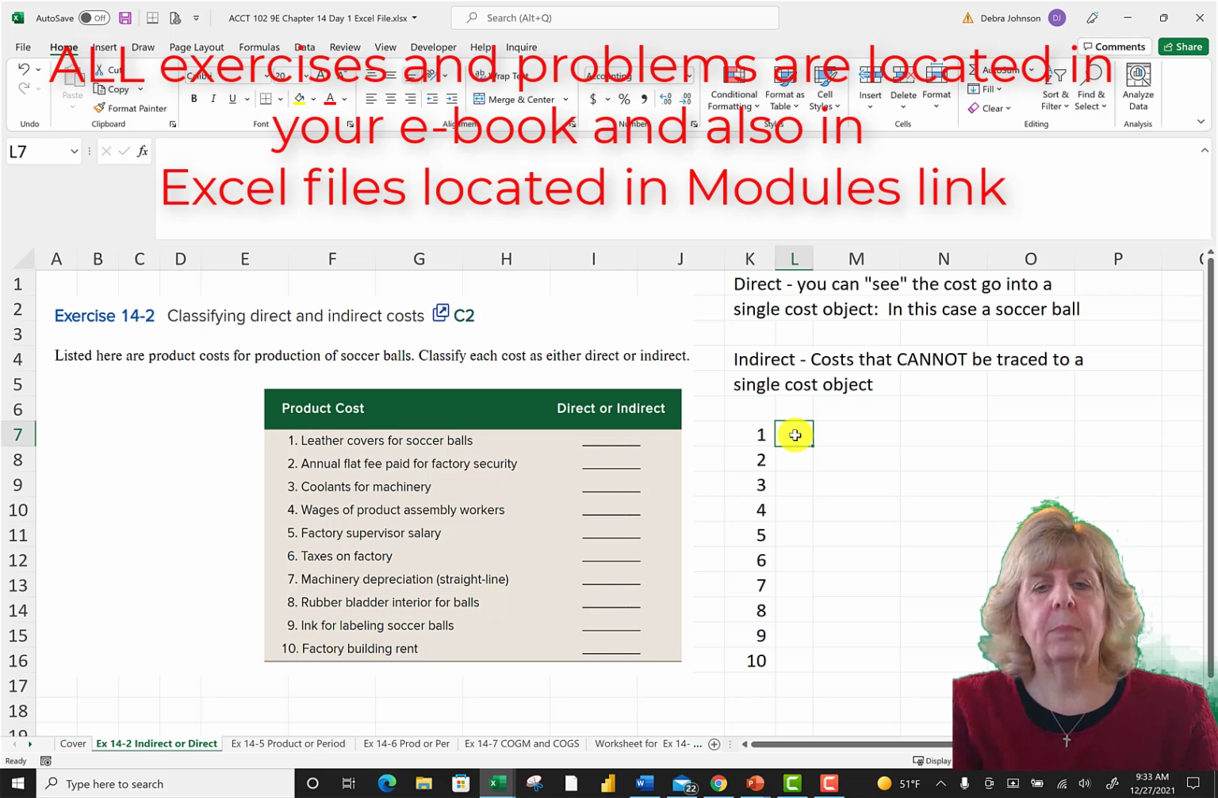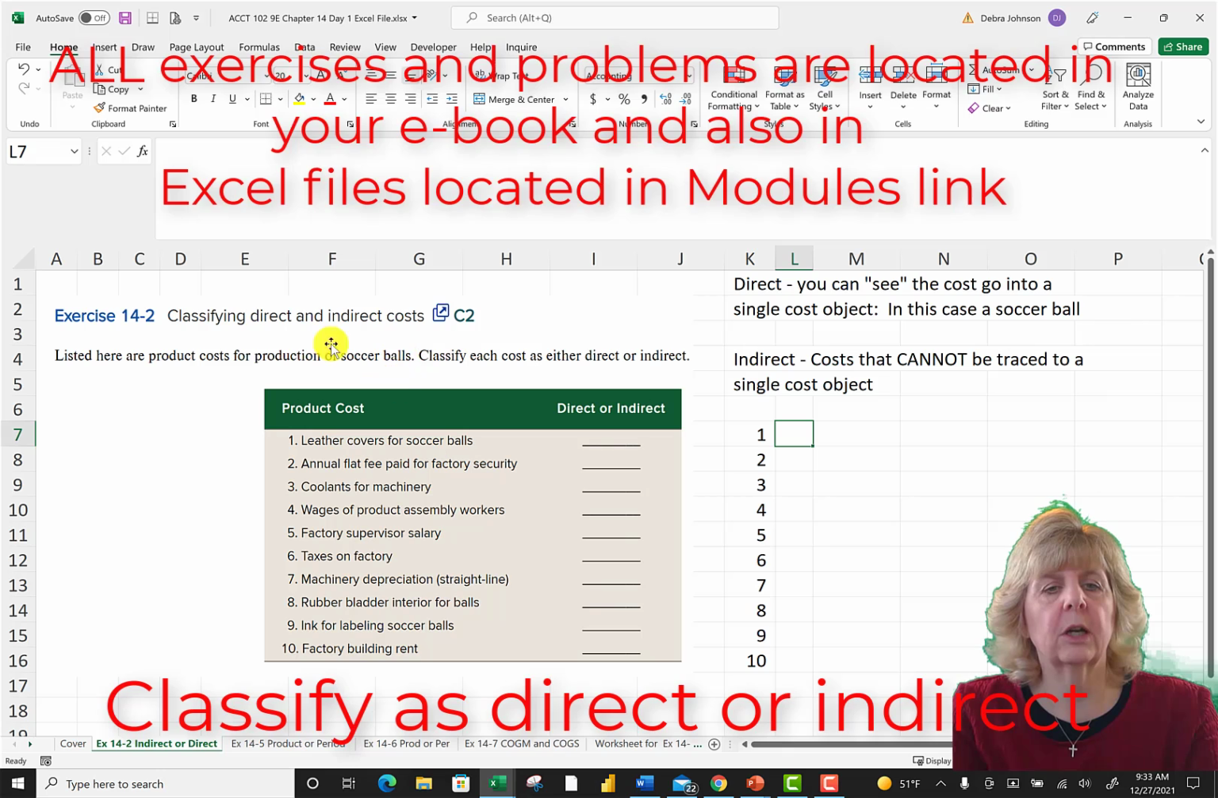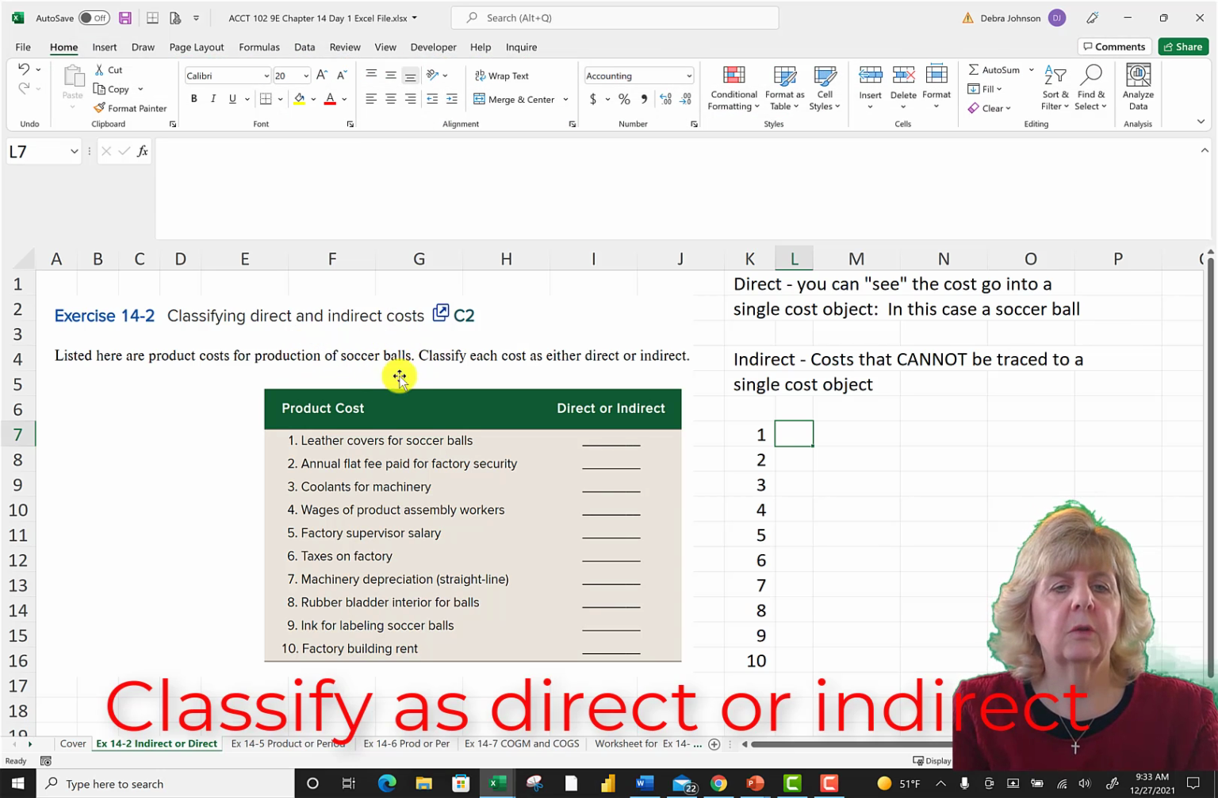Okay, so let's jump in and get our hands dirty. Our first exercise is on the screen, and what we're asked to do here are to classify the product costs for the production of soccer balls. So soccer balls is what we would consider the cost object. So I want you to visualize a soccer ball in your brain. And this first exercise is going to have us classify each product cost, because the author has told us that these are product costs, as either direct or indirect.